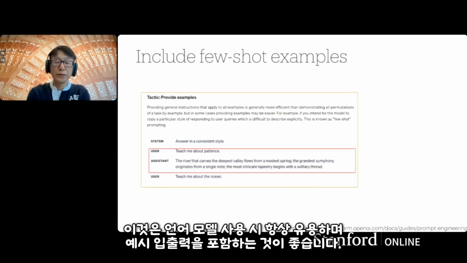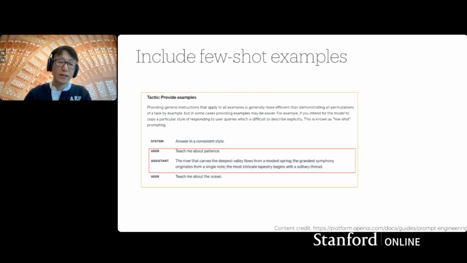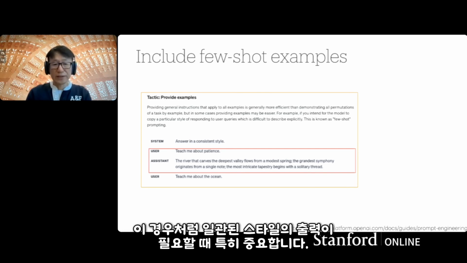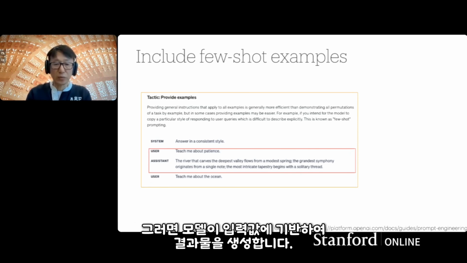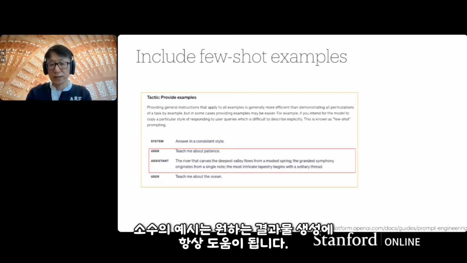And include few-shot examples. Meaning, give the model the example input and output that you would expect. As in this case, you ask for some type of consistent style output, then what is the consistent style? You provide an example input and example output that you would expect, and then finally you ask your original question. Then the model will generate the output based on your input. So few-shot examples are always helpful to generate the output that you want.